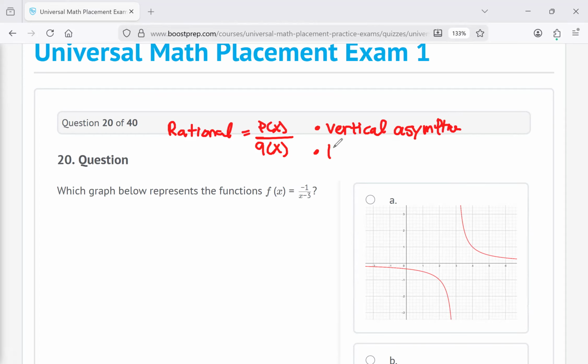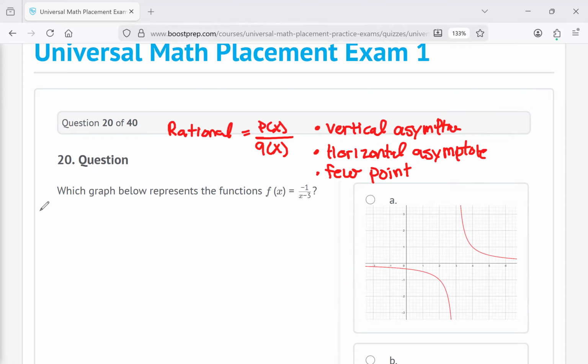You need the horizontal and a few points. Okay, so yeah, let's do that. So let's find the vertical.